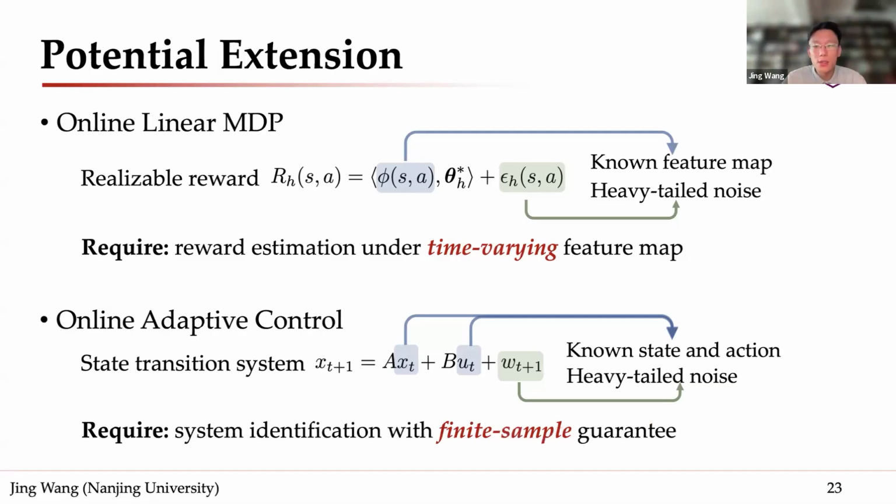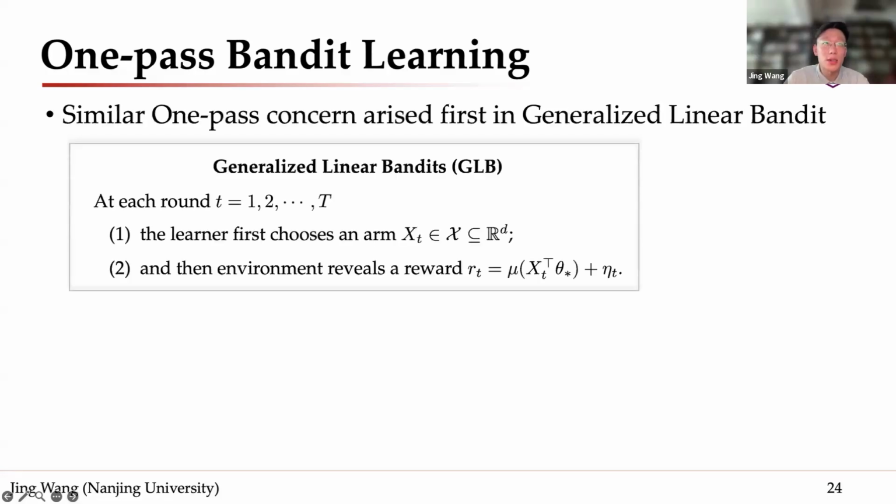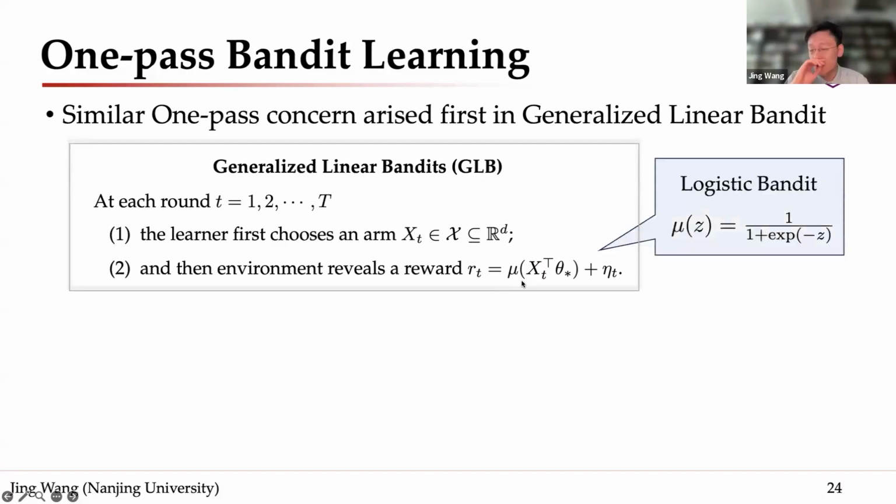Besides, we also need to emphasize that before our work on heavy-tailed linear bandits, the one-pass concern had already appeared in the study of generalized linear bandits. The generalized linear bandit is a more general case of linear bandits where the reward is not a linear function, but has an extra link function mu here. For example, for logistic bandits, the mu here is the sigmoid function.